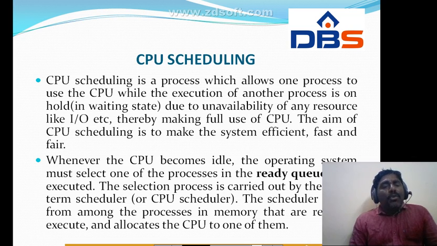Here CPU scheduling is a process which allows one process to use the CPU while the execution of another process is on hold. It means if one process is in the waiting state, then automatically the CPU would be idle. In order to avoid that idle state, one more process is given to the processor. While keeping the CPU always busy, we make the system very efficient, fast and fair. Whenever the CPU becomes idle, the operating system will move a process from the ready state to the running state. So this is CPU scheduling.